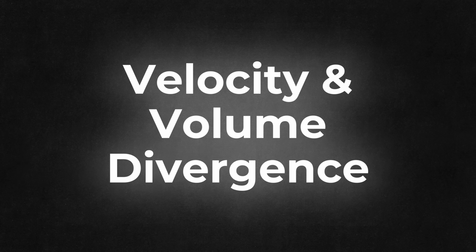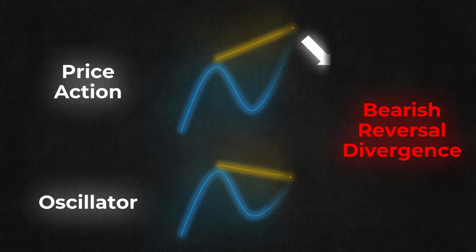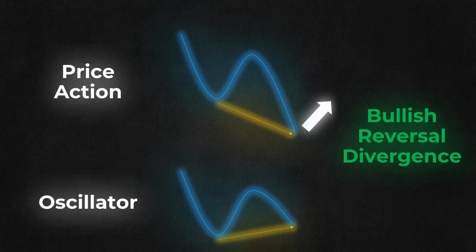At the end of the trend, it's common to observe the standard reversal divergence signals in terms of velocity and volume. A bearish reversal divergence will occur at the end of a bullish trend and is characterized by higher highs in price action and lower highs in an oscillator like the RSI. A bullish reversal divergence will occur at the end of a bearish trend and is characterized by lower lows in price action and higher lows in the RSI.